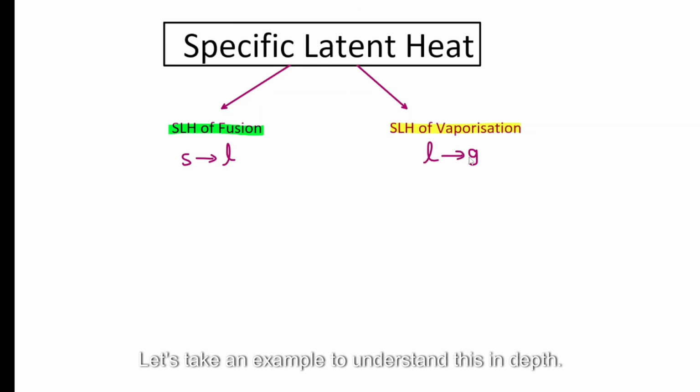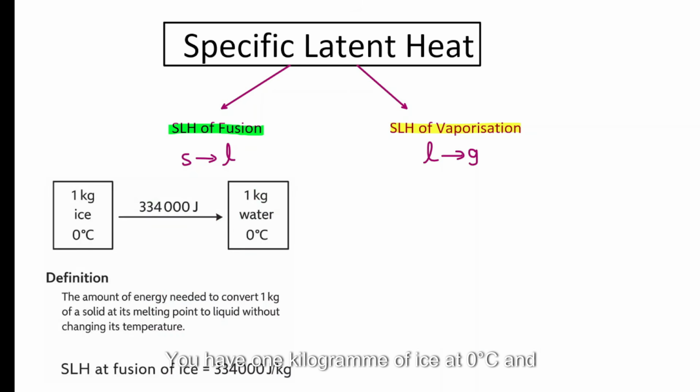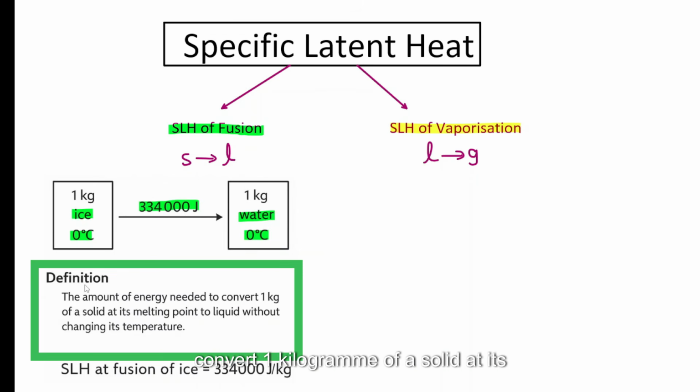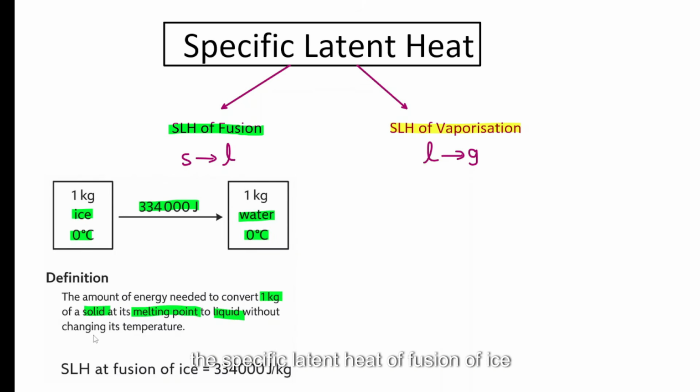Let's take an example to understand this in depth. You have 1 kilogram of ice at 0 degrees Celsius, and you need to convert it into 1 kilogram of water at the same temperature. So you can see the temperature has not changed. Remember, the graph was flat. This process requires 334,000 joules. So the definition of specific latent heat of fusion is the amount of energy needed to convert 1 kilogram of a solid at its melting point to liquid without changing its temperature. So we can say the specific latent heat of fusion of ice is 334,000 joules per kilogram.